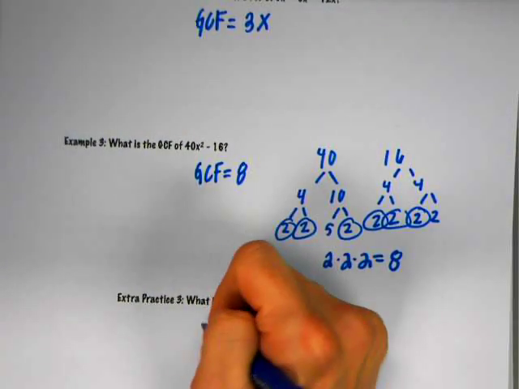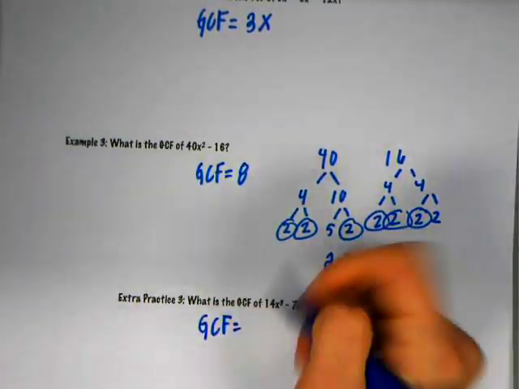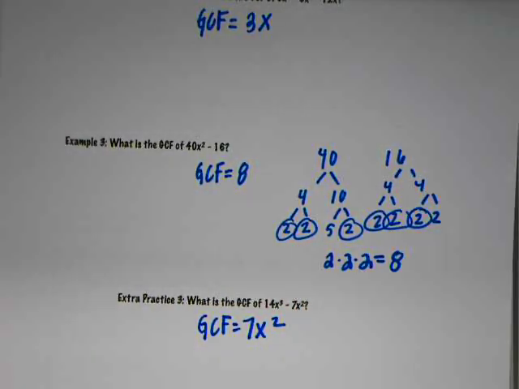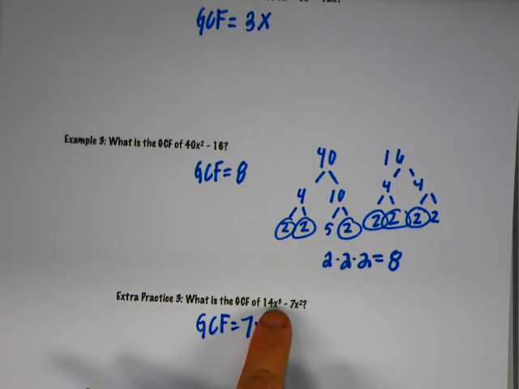Okay, what did you guys get for this one? GCF equals 7x squared? Did everyone get that? Yes. So it's because this one has 3 and this one has 2. So you could take 2 away from both of them. So it's whatever the smallest x one is.